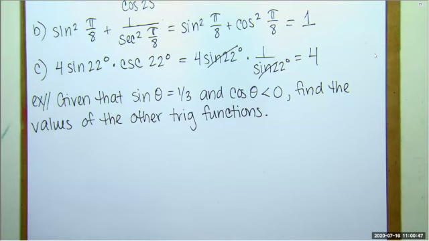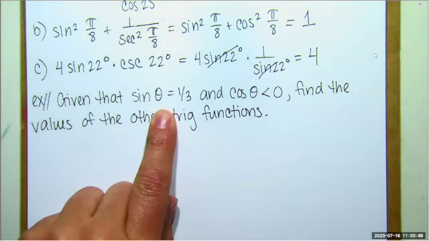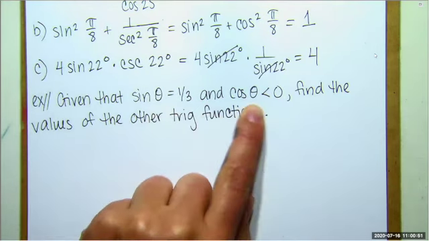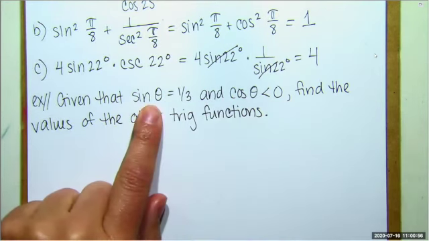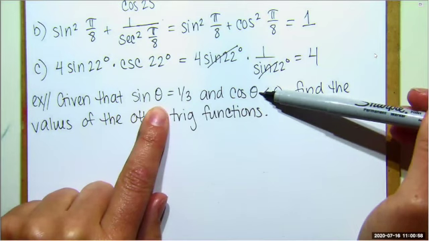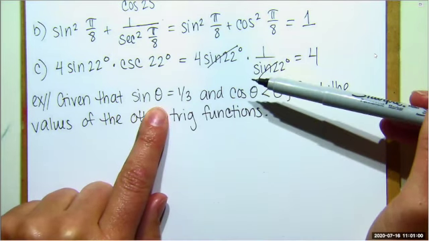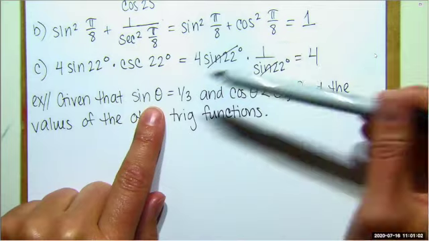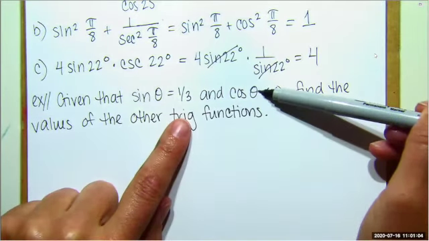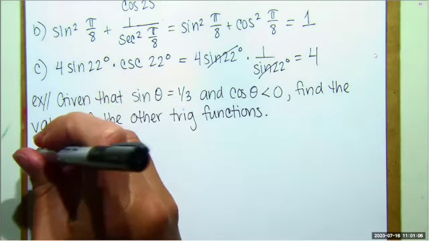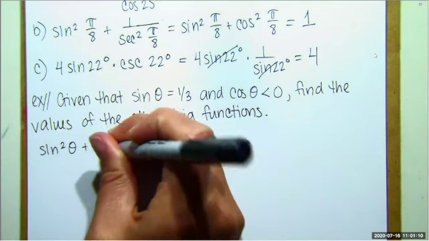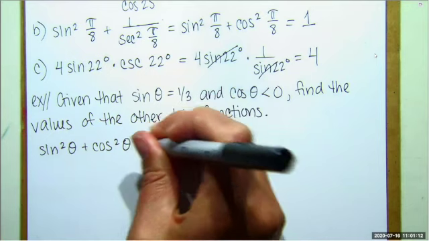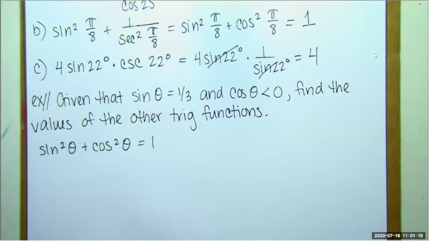Okay. So here's what we know. We know sine, and we know cosine is negative. We're asked to find the values of the other trig functions. So given that we know sine, the next thing we should work on is finding cosine. So we ask ourselves, what equation do we have that relates sine and cosine? That's the Pythagorean identity. We know that sine squared of theta plus cosine squared of theta is equal to 1.